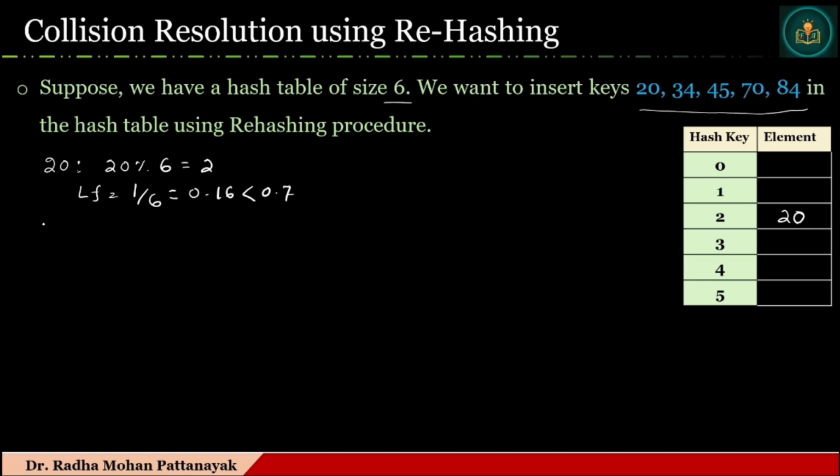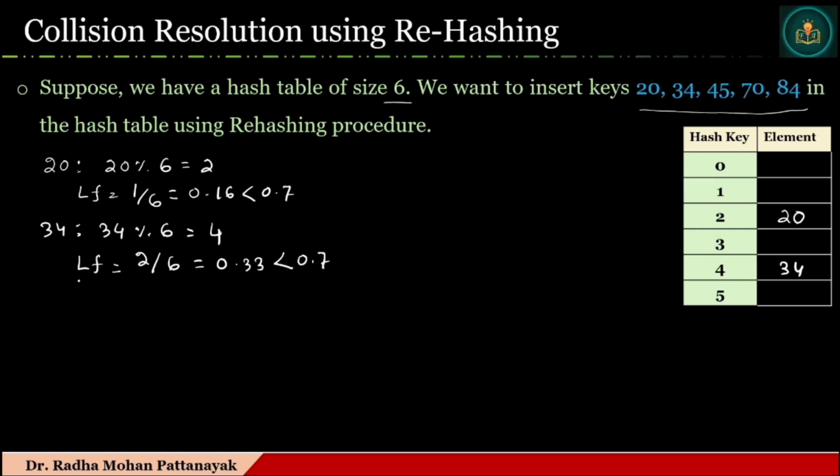Now calculate for 34. 34 modulus 6 equals 4. There is no collision here. Then find the load factor. After insertion of 34, the load factor will be 2 by 6, because 34 will be the second element. 2 by 6 equals 0.33, which is less than 0.7, so there is no problem inserting 34 into the hash table. So insert 34 at address 4.